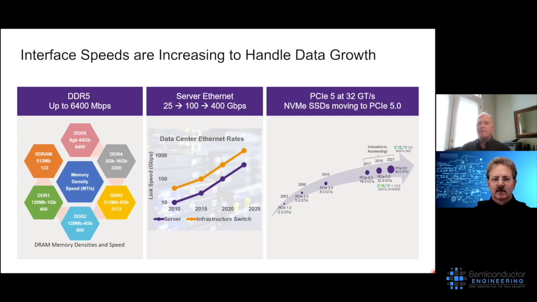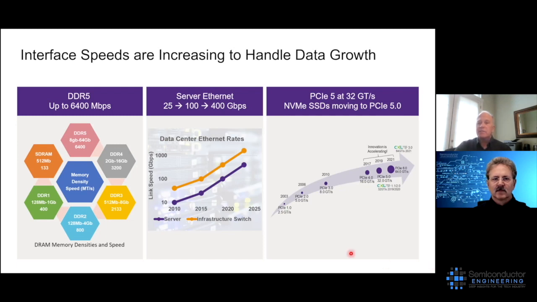Now there's DDR5 at 6,400, whereas we used to be at 800 megabits per second. So the speeds are increasing on the memory, which is great, but that's the interface to the memory, and I also have to move that data around. If I have an application where I have to go from one server to another, rack to rack, box to box, I start to get into the Ethernet space.